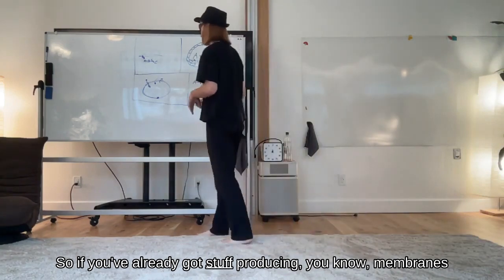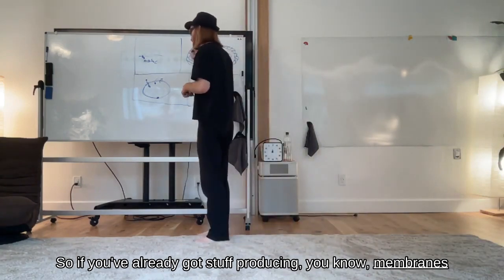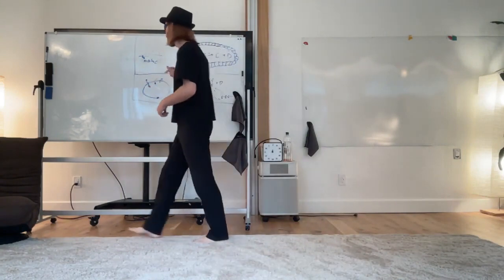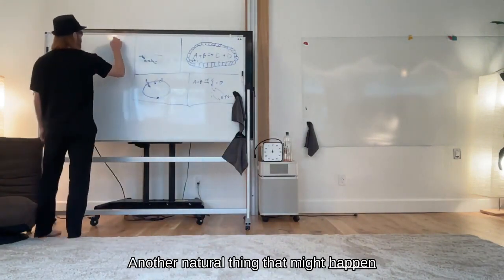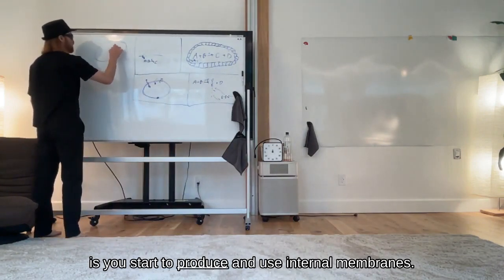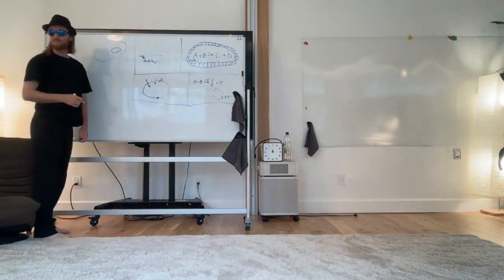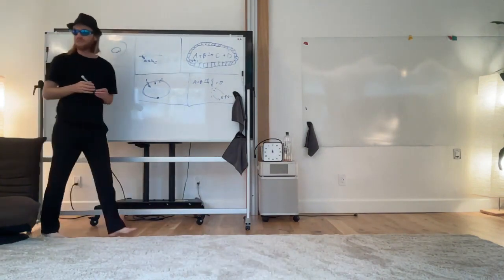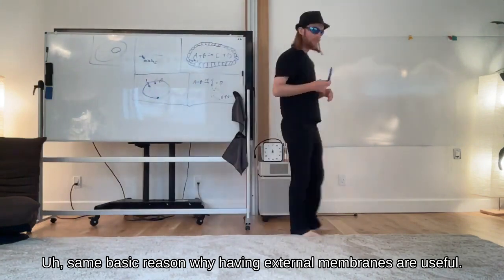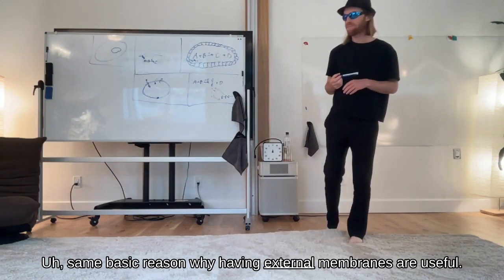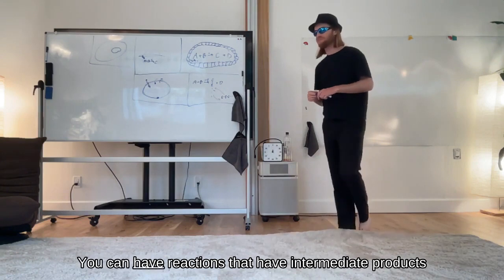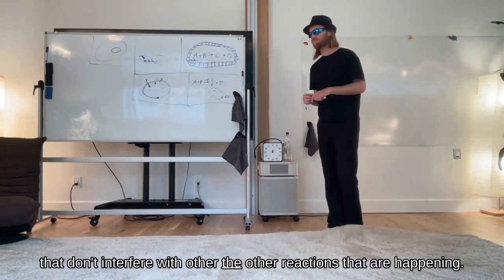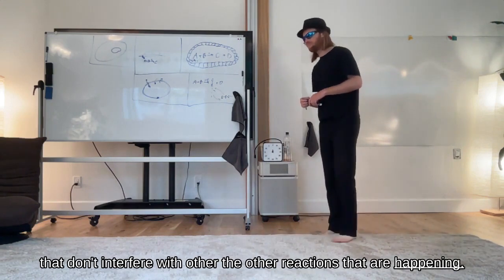So if you've already got stuff producing membranes, and maybe you've even got some stuff that can transport across those membranes, another natural thing that may happen is you start to produce and use internal membranes. Yep. Right? Why are internal membranes useful? It's the same basic reason why having external membranes is useful. You can have reactions that have intermediate products that don't interfere with other reactions that are happening. Yep.